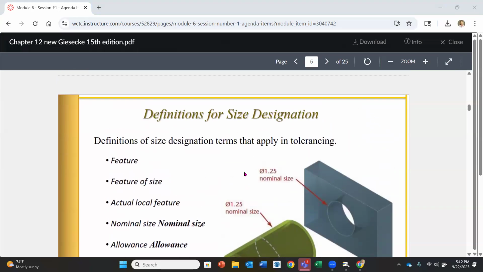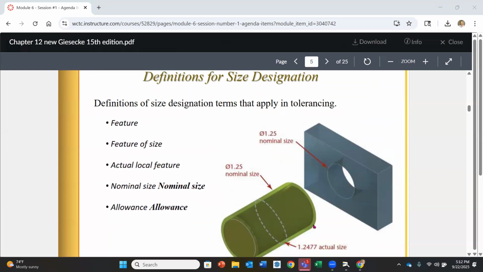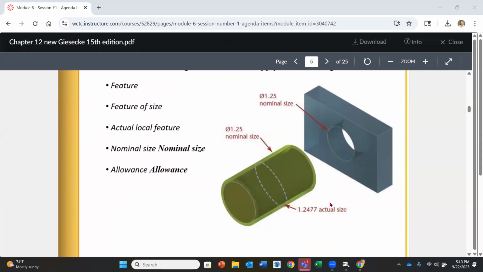We have some size designations. First of all, a feature on a part is going to be, for instance, a hole, or a length, a width, a height. It might be a step, we might call it. So an individual feature is exactly that. Now, a feature of size is going to be one of those features where we have to touch it in two places in order to find what its size is.